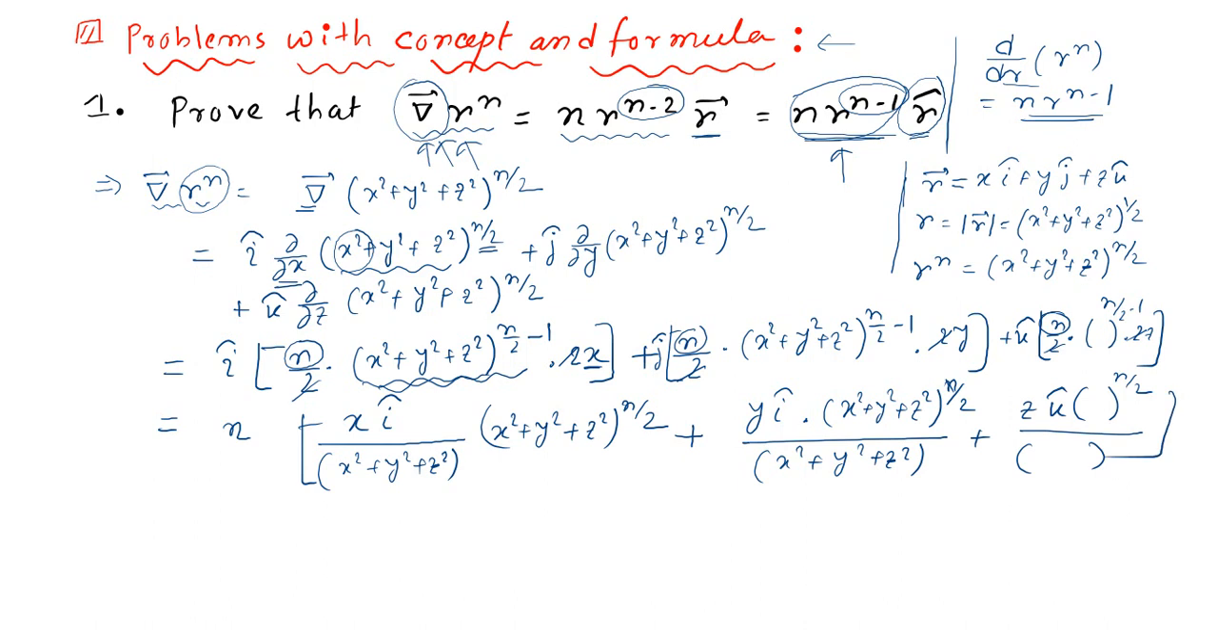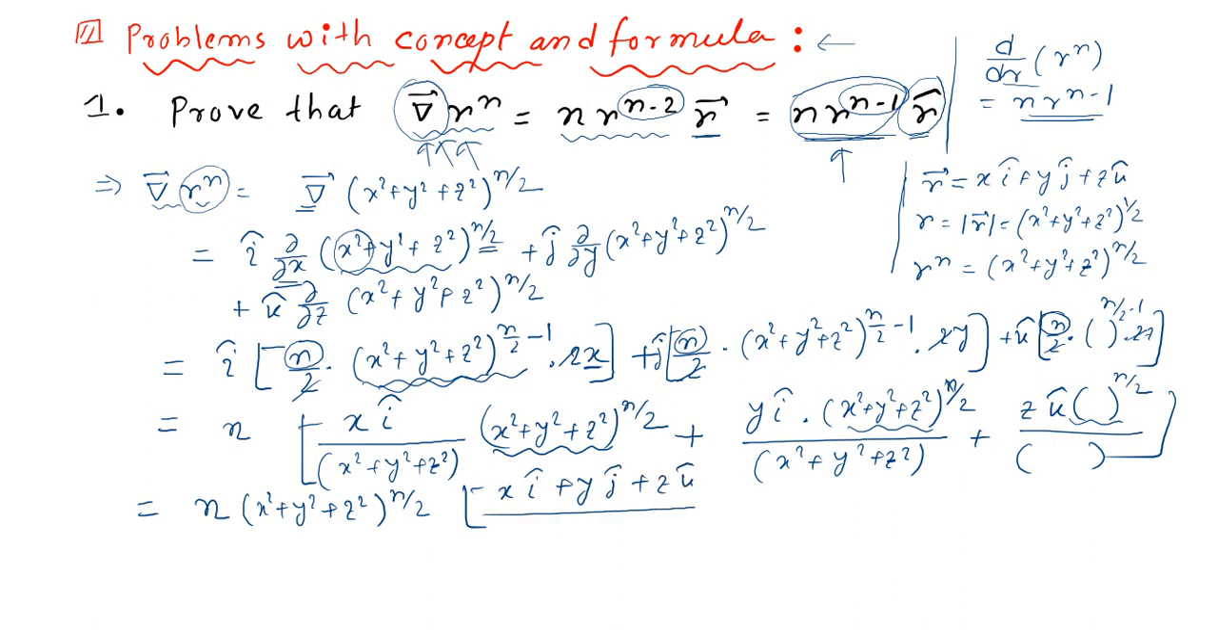Okay, so what basically we are getting, this is common for all the terms, right? So we can take n (x square plus y square plus z square) whole to the power n by 2 common. Here it is x i cap plus y j cap plus z k cap, and in the denominator it is x square plus y square plus z square, right?